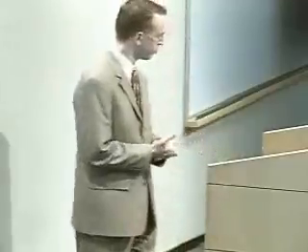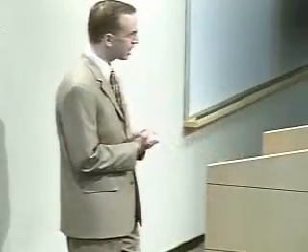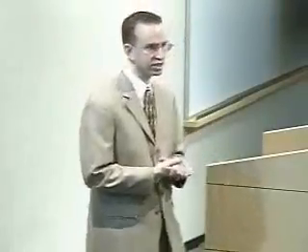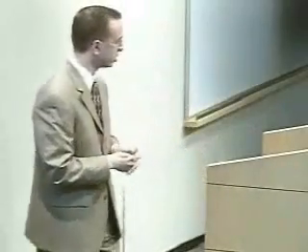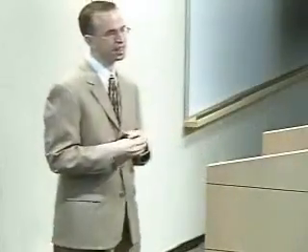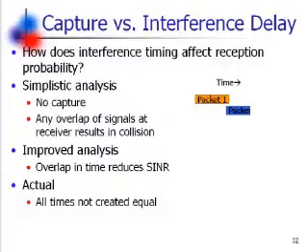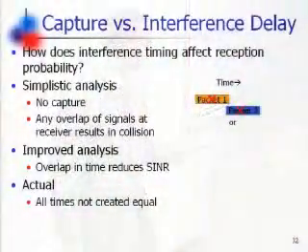All right, so the next couple of tests I'd like to talk about have to do with capture. That is, if you have two packets being received, do you get either one of them, or do you get a collision? What happens? The first test I conducted was to analyze capture as a function of interference delay. Simplistic network analysis says that if two packets overlap in time at all, they're both going to collide.